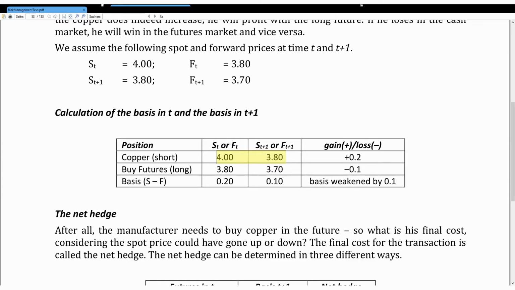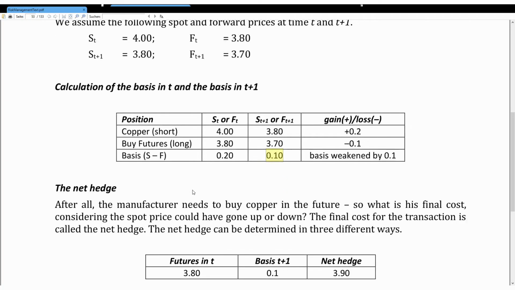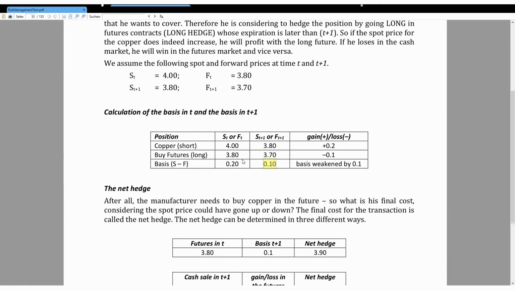He buys futures to protect himself, a long position, which would bring a gain if the price was going up. But the price is going down, so with the futures he is losing 10 cents. Overall, the basis here is 20 cents. It goes down to 10 cents. That would be a weakening basis by 10 cents. Overall, what he wins in the spot position, he loses a little bit in the futures position, so overall his profit is 10 cents. His overall cost of the copper is 380.